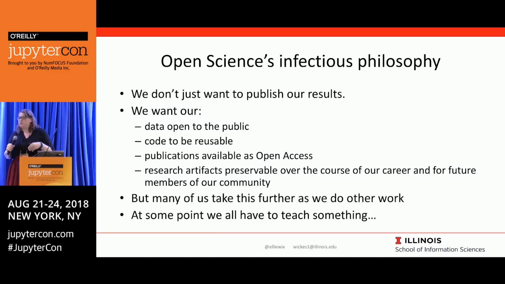Because open science is a really infectious philosophy. We don't just want to make our data set out in the wild so other people can check our p-values. It's so much more than that. And once you start adopting it, it becomes so much more than that in your professional life. We want all of the data to be open and public. We want the code to be reusable. We want our publications to be open access. We want all of the research artifacts that we're making to be preservable over the course of our career and reusable for us in 20 years and 3 institutions later, and reusable for the students that we're going to teach in 20 years who are probably not born yet at that point.